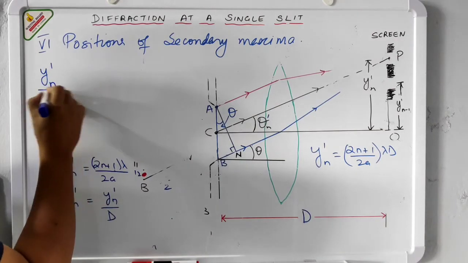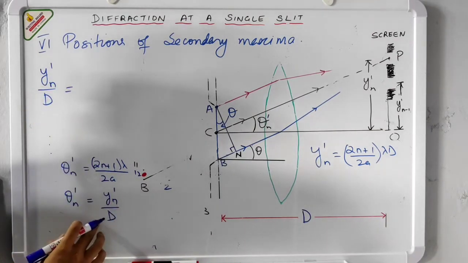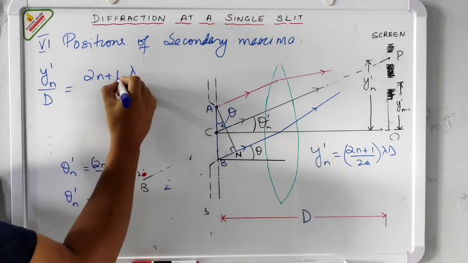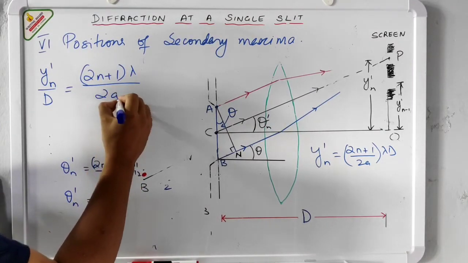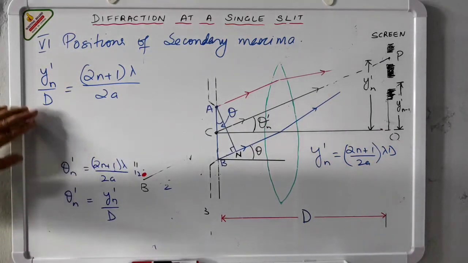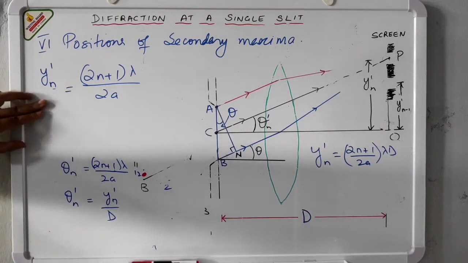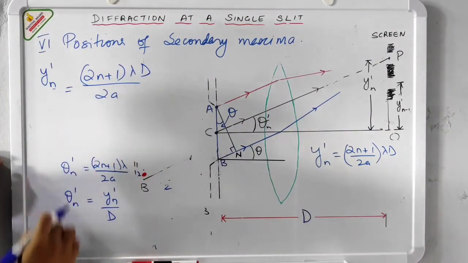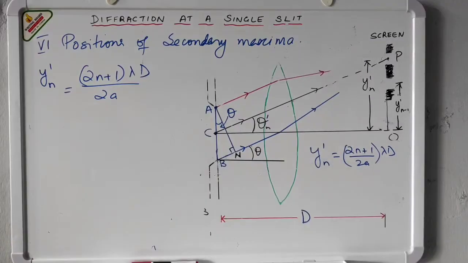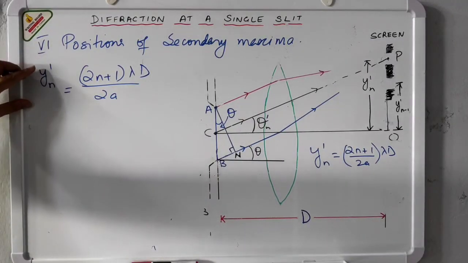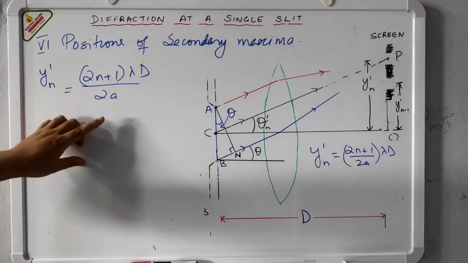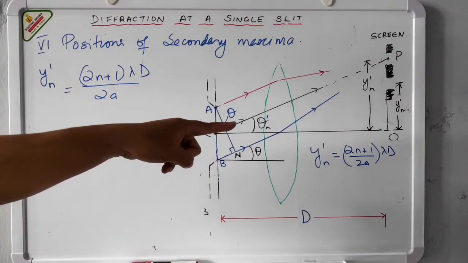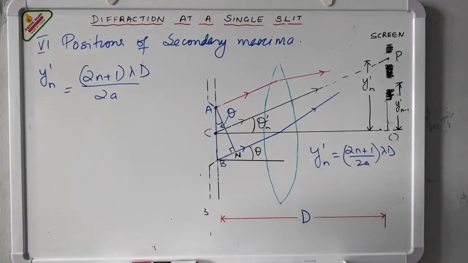If we equate these two equations, we get yn dash by d equals 2n plus 1 lambda by 2a. Then yn dash will be 2n plus 1 lambda d by 2a. Okay. So yn dash is the position of the nth secondary maximum from the center of the screen.